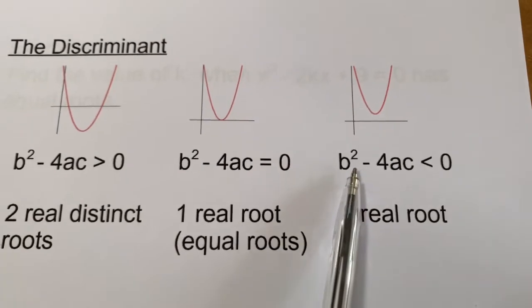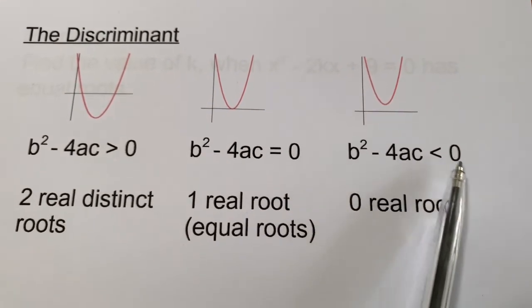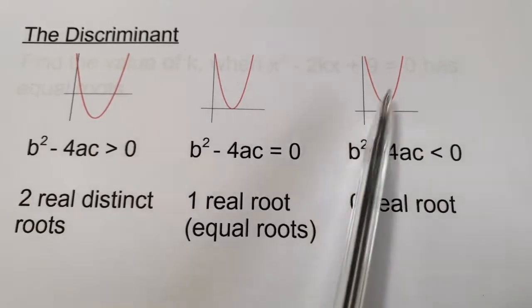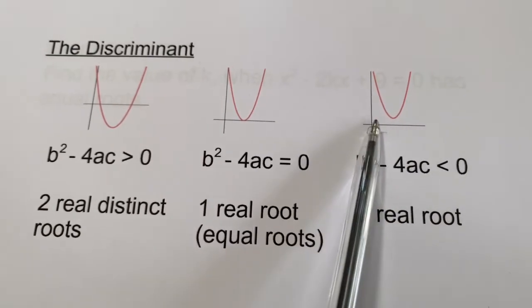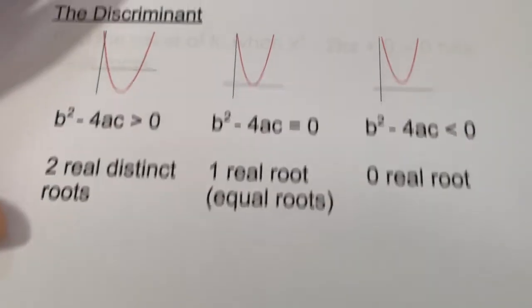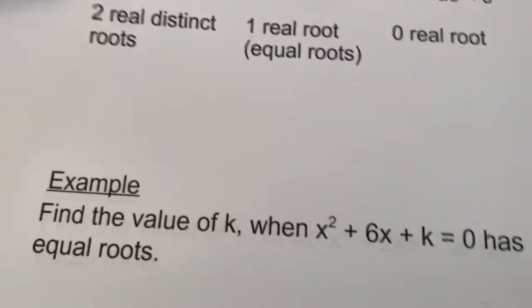And then for this one, if you had b squared minus 4ac is less than 0, in other words, when it was negative, there were 0 real roots, okay? In other words, it never reached the axis or crossed the axis. So, taking it further, you're going to use that information to do a bit more problem solving with it.